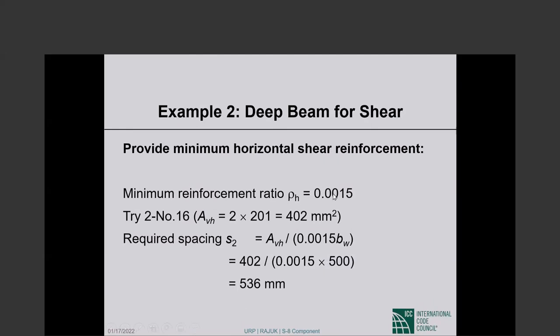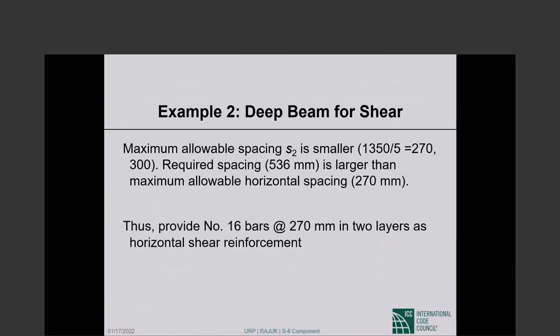If we want 0.0015 reinforcement using two number 16, like one number 16 on each face, that's what it means. Then the spacing of the horizontal shear reinforcement is going to be 536 millimeters. That is too much. The maximum allowable spacing is 1/5 of d, which is 270, or 300 millimeters. So it is actually 270 that governs.